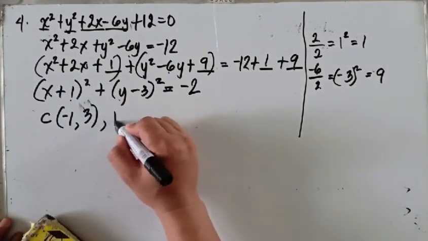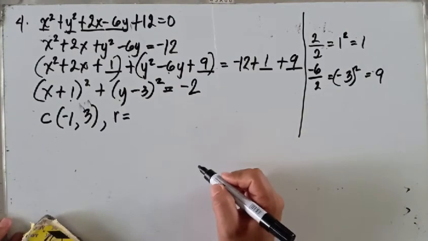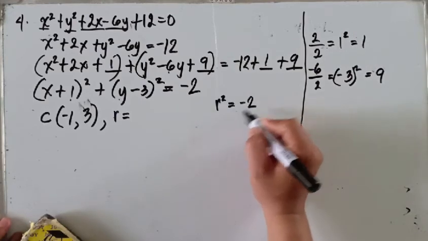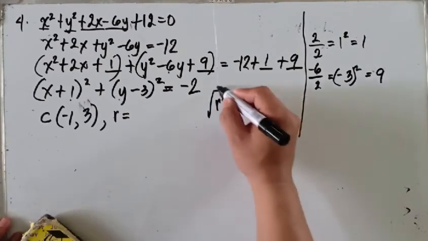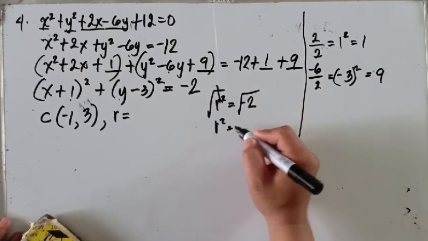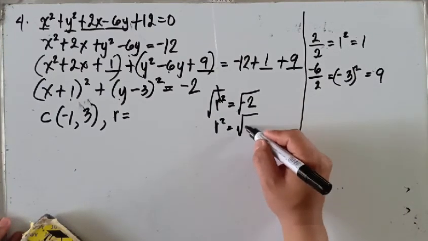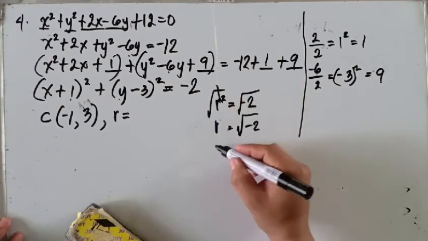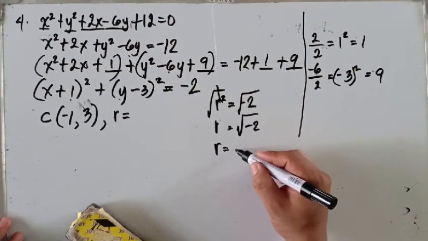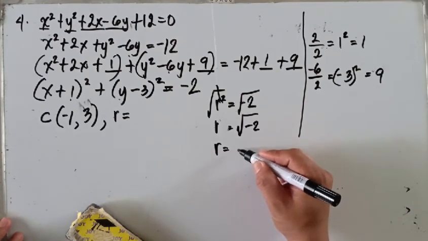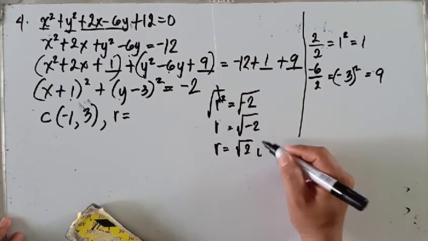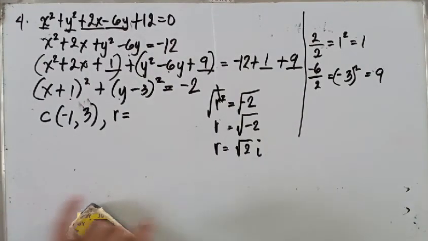How about the radius? What do you think? What is r squared? R squared is equal to negative 2. Taking the square root of negative 2, it will lead us into, of course, square root of negative 2. Or, I'm sorry, just erase that. Your r is equal to square root of 2i. So it is an imaginary number or a complex number.